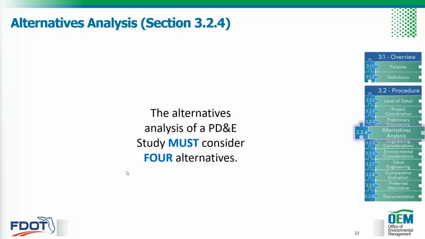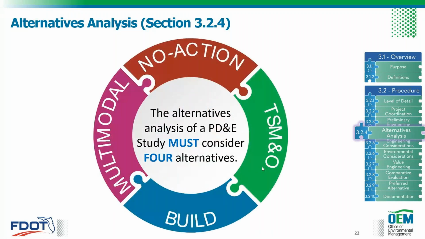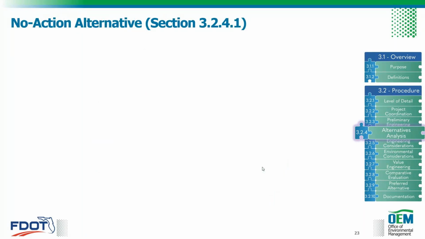So there are a couple different types of alternatives, and the alternatives analysis of an FDOT PD&E study must consider four alternatives. They are the no action alternative, which you'll commonly hear me call a no build, a TSMNO alternative, Transportation Systems Management and Operations, we love our acronyms, build alternatives, and a multimodal alternative. So these four must be considered as part of your PD&E study. So we're going to move through each of those real quick.